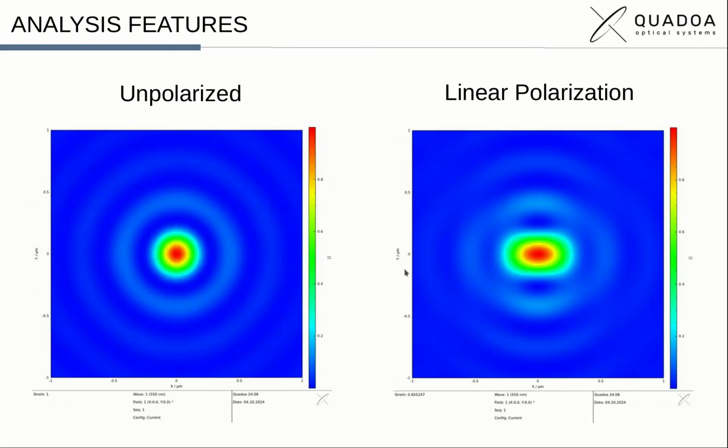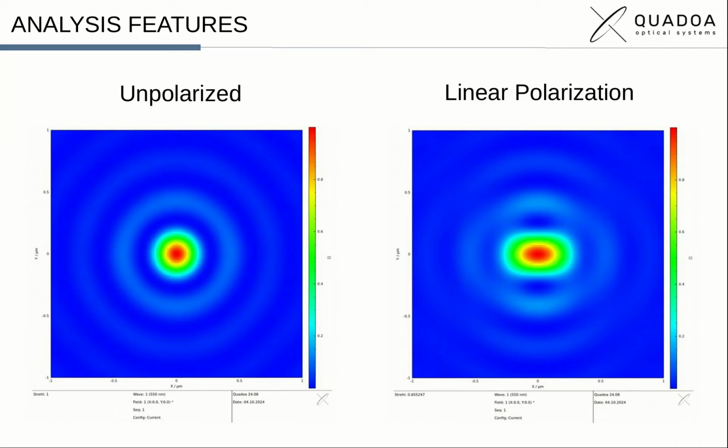In addition to this, all the analysis features, for example, this is the point spread function, but also the MTF and also the wave optics functions, all rely on the polarization ray tracing, and this means that, for example, if we have unpolarized light and then we have the same system but with linearly polarized light, we can see that there's a difference in the point spread function.